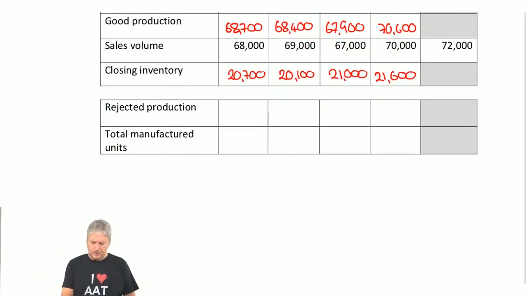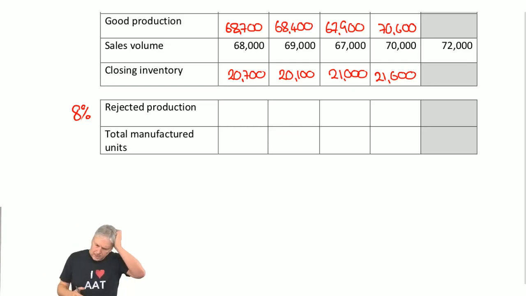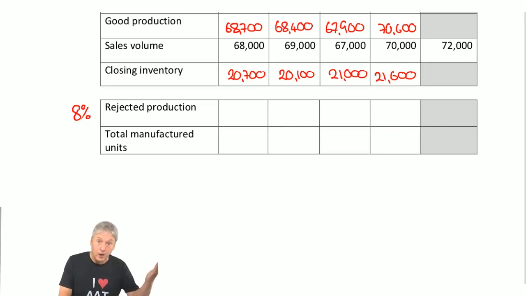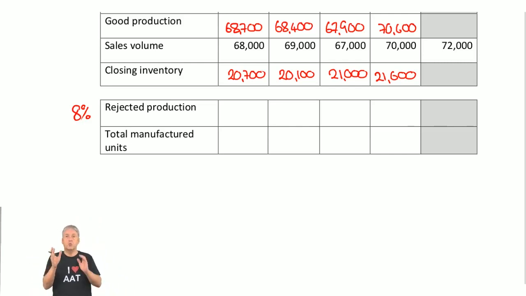But let's just think about it. We are seeing that that is the rejected production, 8%. And presumably what we're saying is that there is some relationship between good production and total manufactured units. Everyone quite happy with that? So my simple question to you is this. When we talk about the 8%, what does it relate to? Does it relate to the good production, or does it relate to the total manufactured units? What do you think?